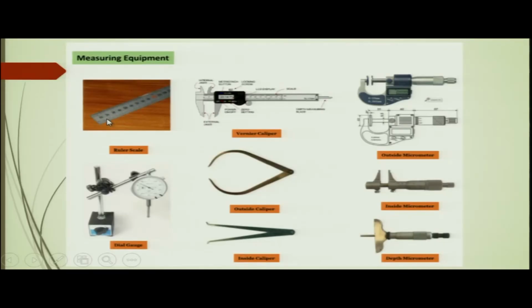Next you can see the measuring instruments, measuring equipment. This is the ruler scale.